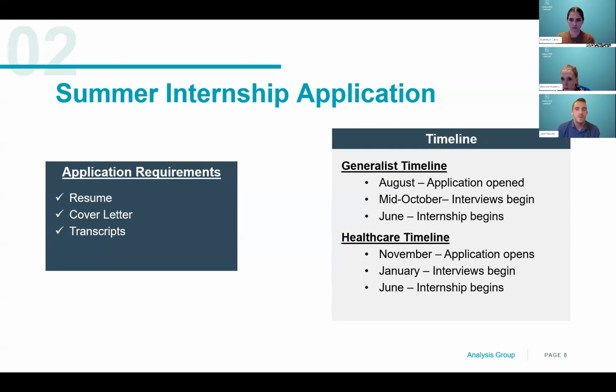One thing I do want to point out is that our healthcare internship has not been posted yet. That will be posted in early November, with interviews set to take place in January and February. But do keep in mind the healthcare internship has the same timeline as the general internship experience. So that would also be early June through August. So the exact same timeline as our general summer analyst position.